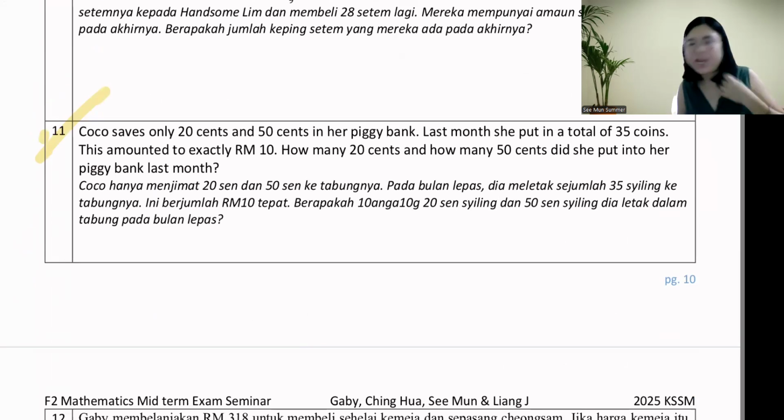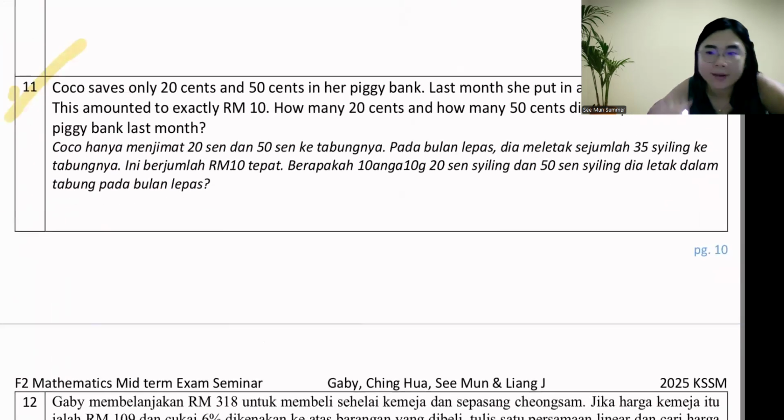You can go to page 10, simultaneous equation. So let's say Coco saved only 20 cents and 50 cents in her piggy bank. Last month, she put in a total of 35 coins that was exactly RM10. How many 20 cents and 50 cents did she put in her piggy bank last month?